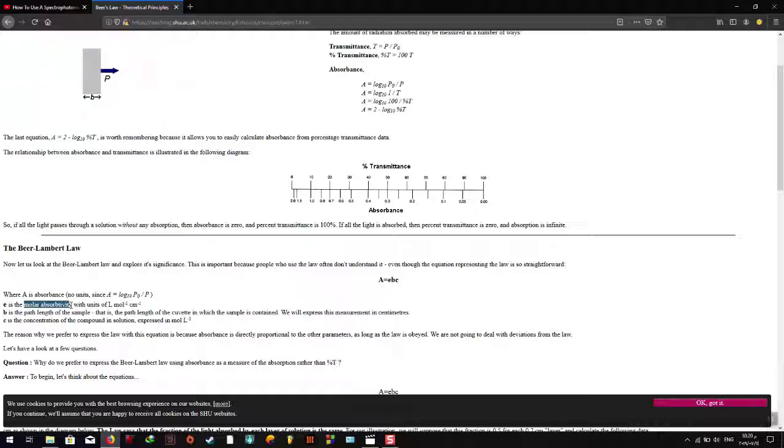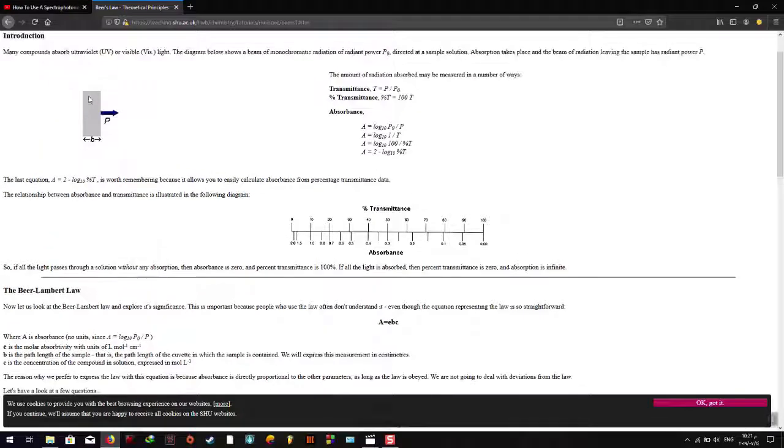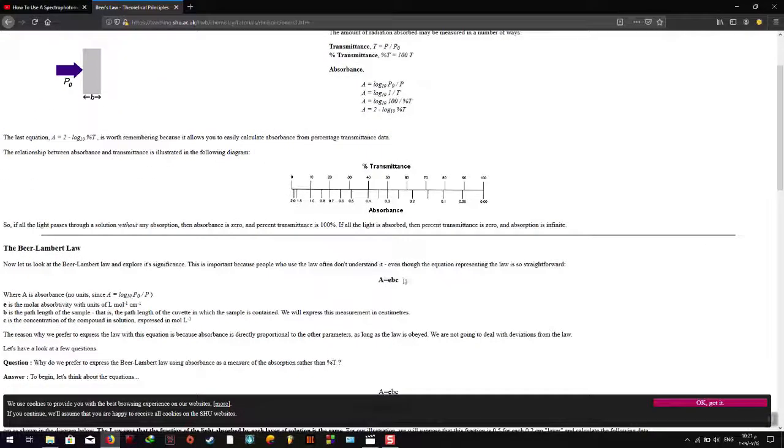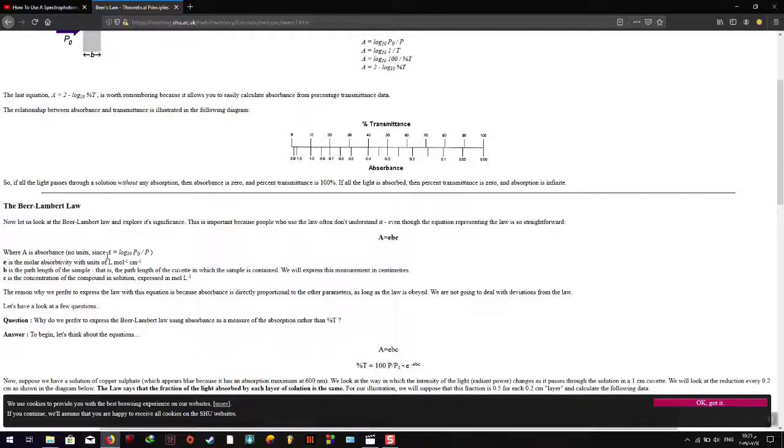Every molecule has its own molar absorptivity, and b, which represents the path length through which the light will pass. Here it represents the cuvette, or the tube that is placed in the spectrophotometer. C is the concentration. Now, if we have a standard, how could we calculate the concentration of the standard?